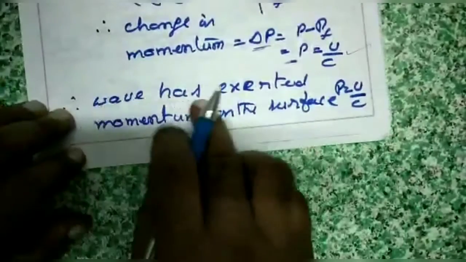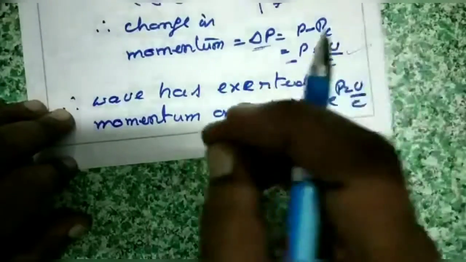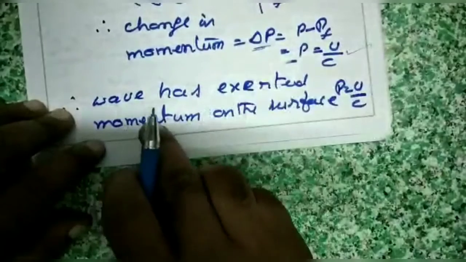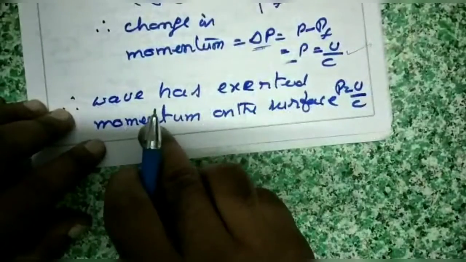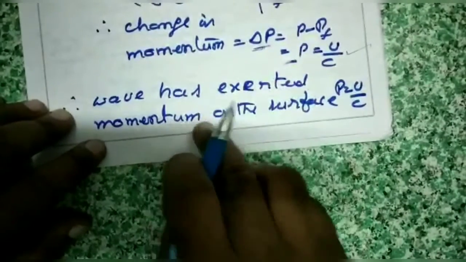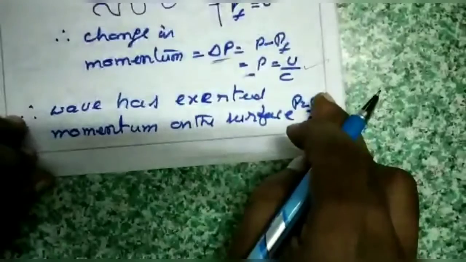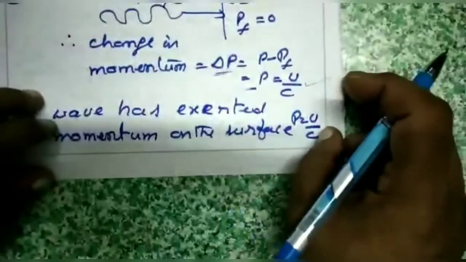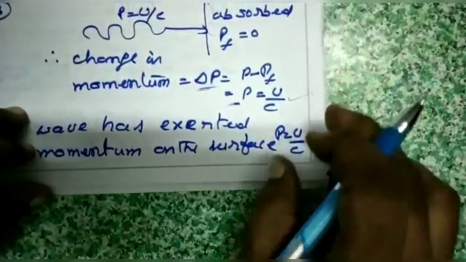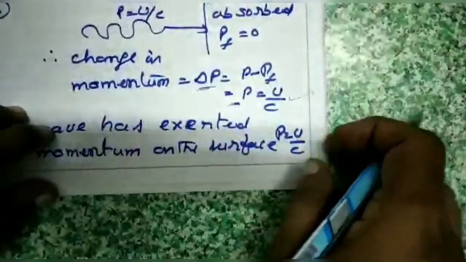So that means when a wave is falling on any surface and being absorbed by the surface, the wave has exerted a change in momentum p equal to U by c. So this much momentum is imparted by the wave to the surface. P is equal to U by c.